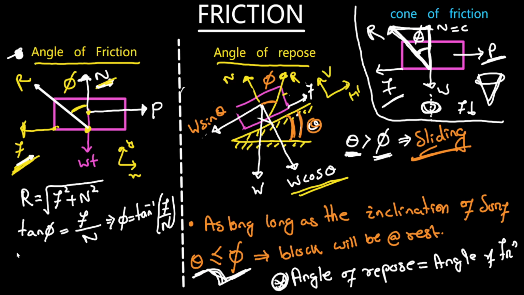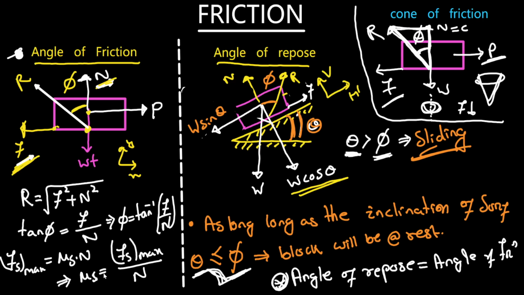Now I am writing, suppose Fs maximum is equal to mu s into N. So from this equation I can write mu s is equal to Fs maximum divided by N. Here it is F by N, I'm talking about mu s. So tan phi is equal to F by N, but mu s is equal to Fs maximum by N.